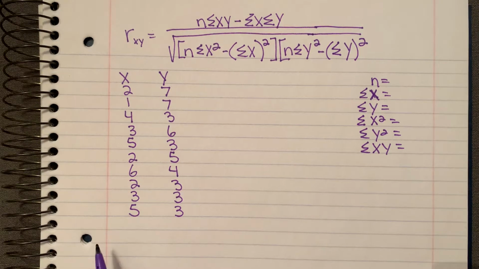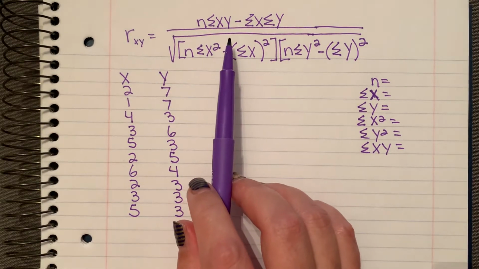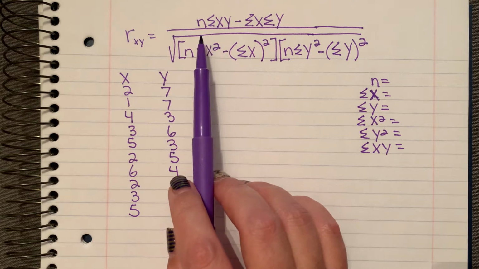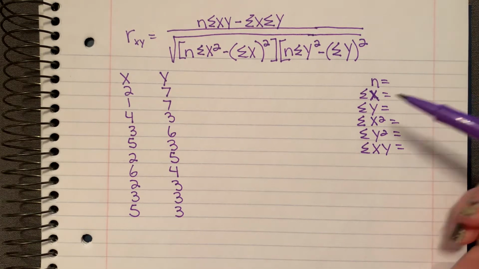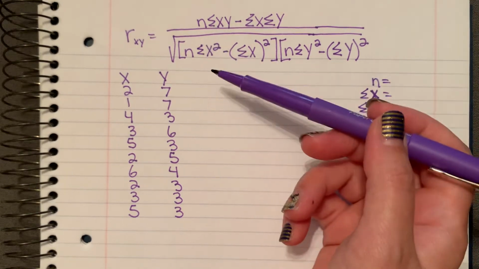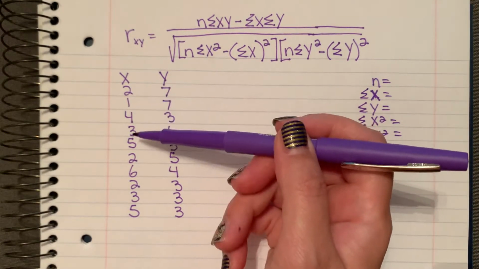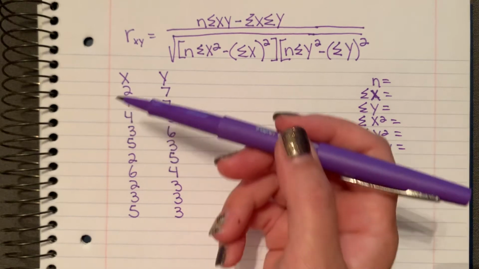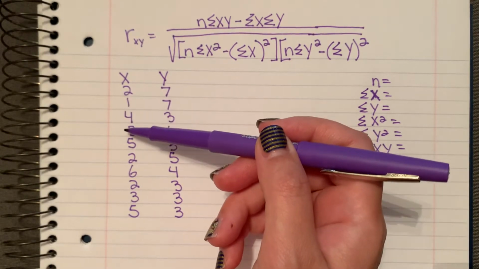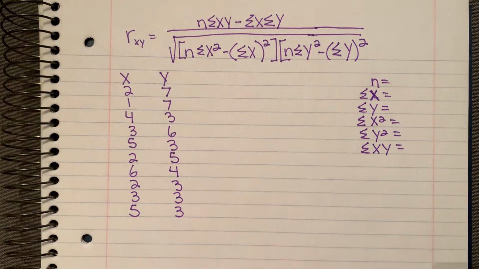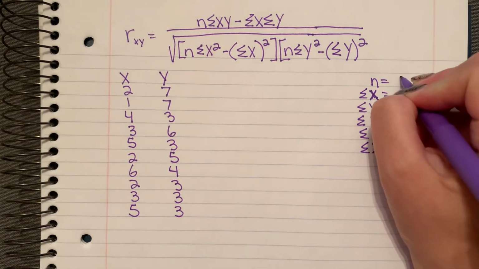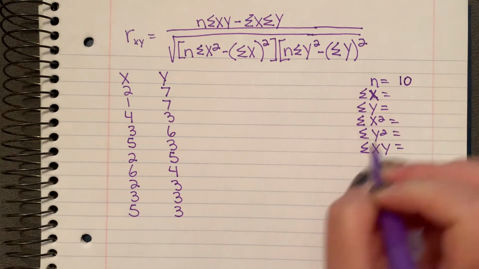Okay, so the first thing that we need to do is take a look at the formula and what we need to know here. When we pick apart the formula, we know that we're going to need n, and n is going to be our sample size. So n for the correlation represents the number of pairs. In this case, we have 10. If you count 1, 2, 3, 4, 5, 6, 7, 8, 9, 10, we have 10 people in our sample. Since we know that, I'm going to go ahead and plug it in here.